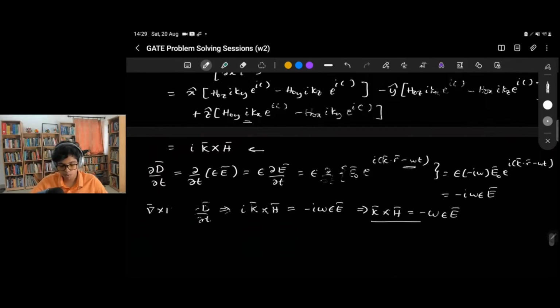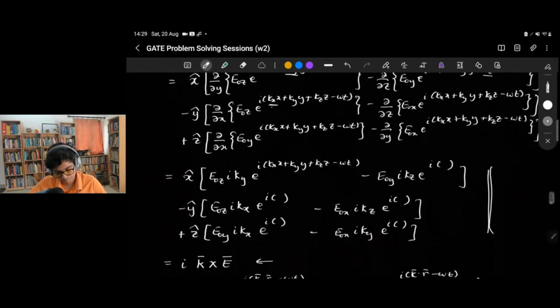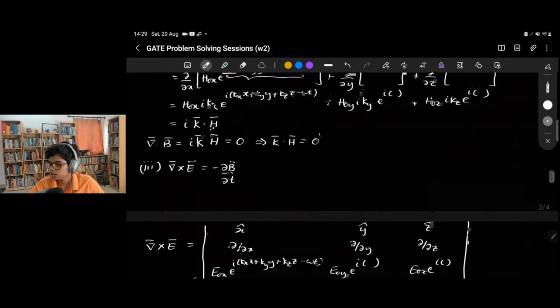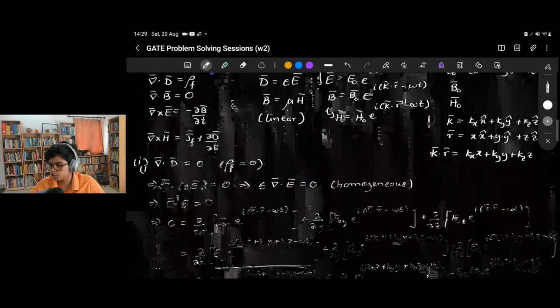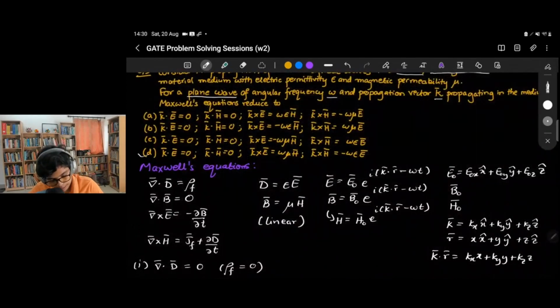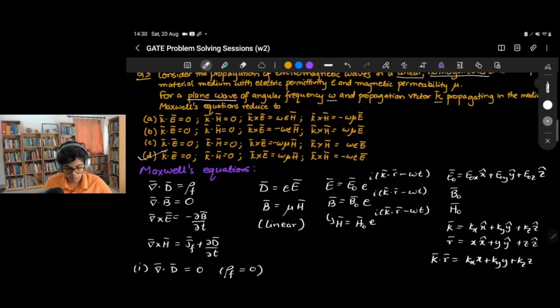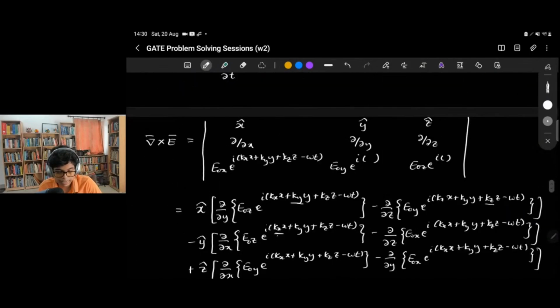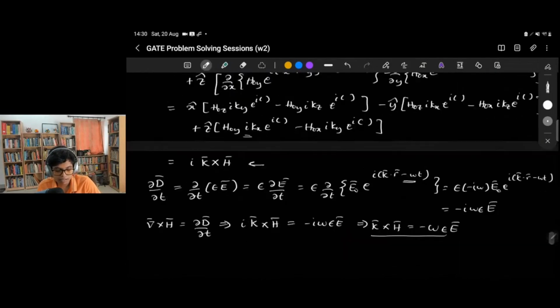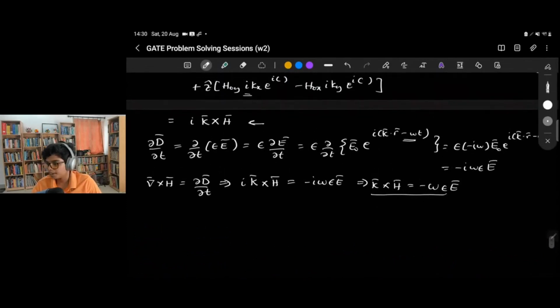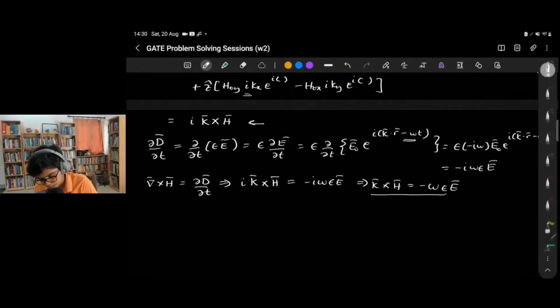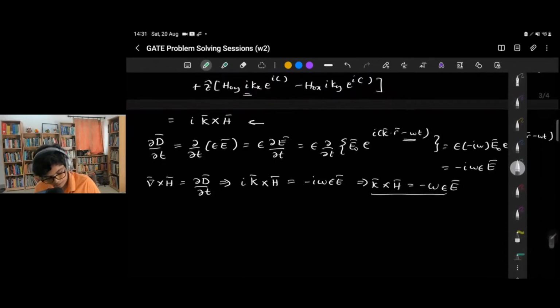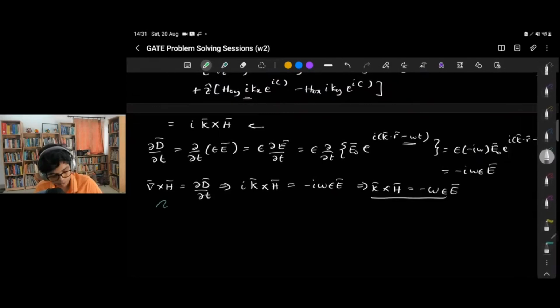And if you go back to the options, you would see that option D is the correct option, where k cross E is omega mu H and k cross H is equal to minus omega epsilon E. So instead of doing all this big algebra, I have a small trick for you, which can be used to arrive at all of these expressions in a faster, quicker manner. So I'll write down the trick for you so you can use it to solve the question.